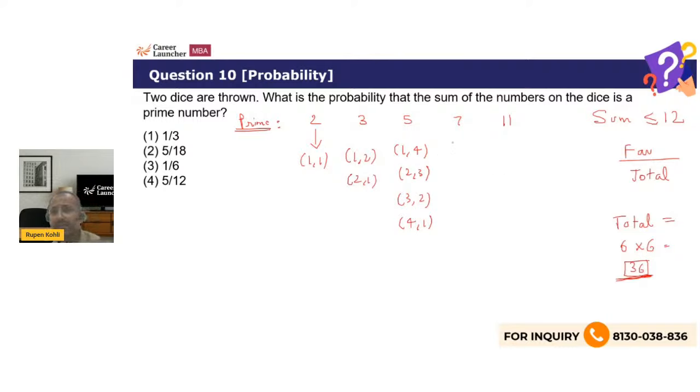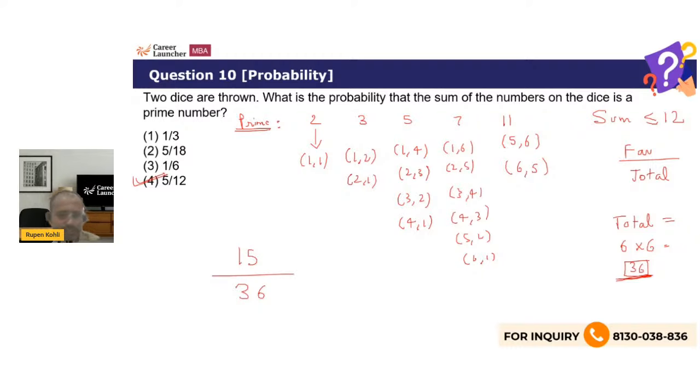So continuing this, we have to quickly count now. 7 can be obtained as 1 6, 2 5, 3 4, and then the other way around, 4 3, 5 2, 6 1. For 11, the only possibility is 5 6, or the other way around, 6 5. So 1 2 3 4 5 6 7 8 9 10 11 12 13 14 15. So 15 favorable outcomes out of 36, which is 5 by 12, right?